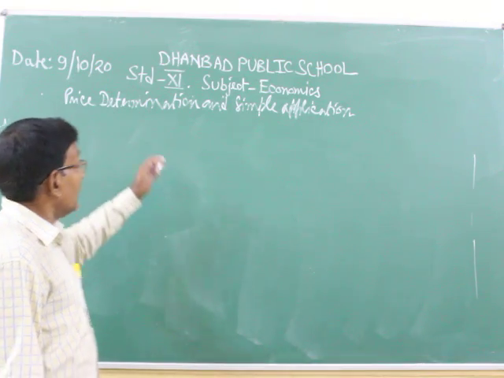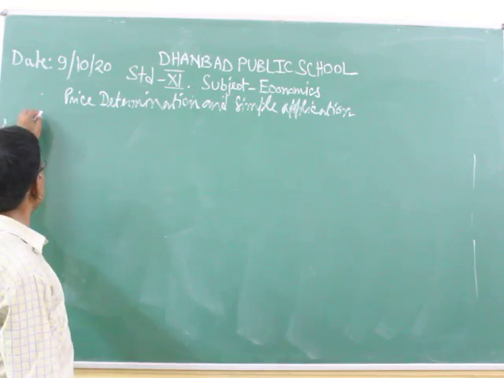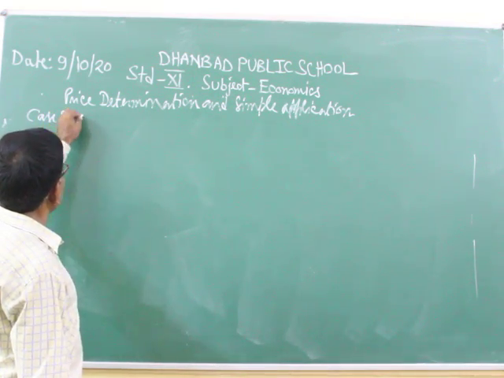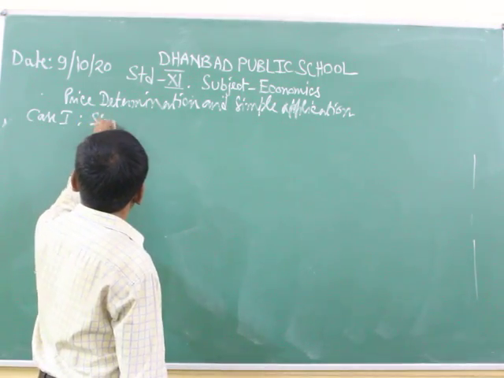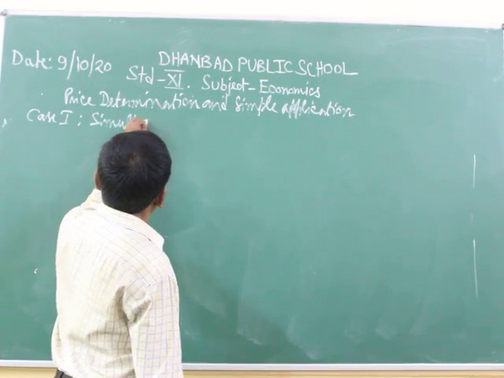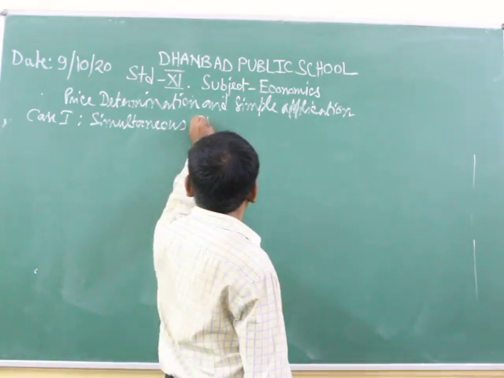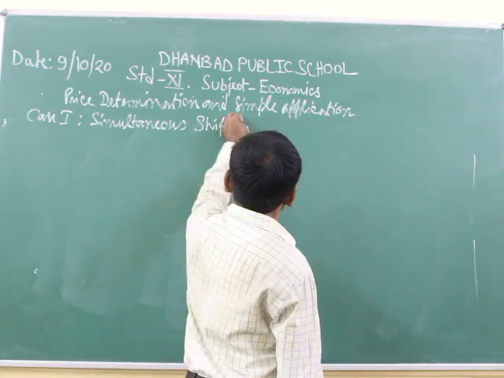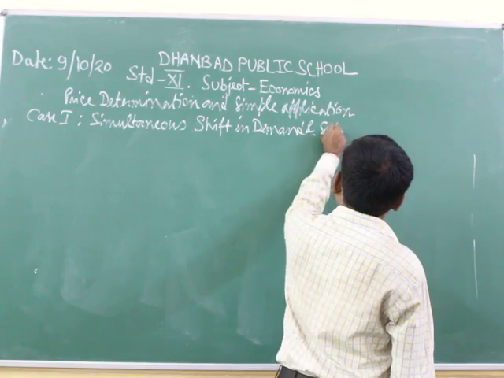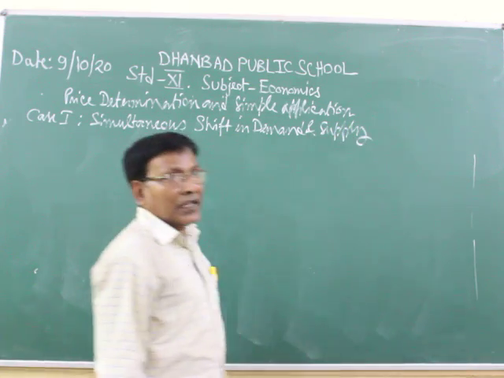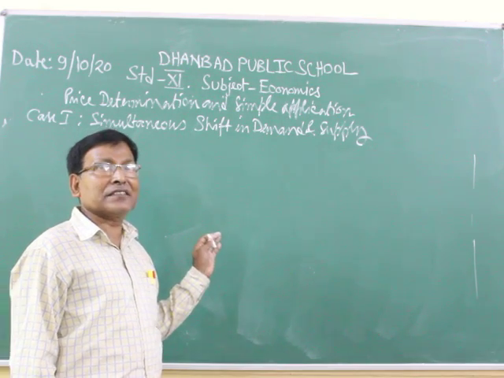Now we have to show some application of price determination. The first case I am taking is simultaneous shift in demand and supply. What is the meaning of this? Here, demand and supply will change together. There are different cases.